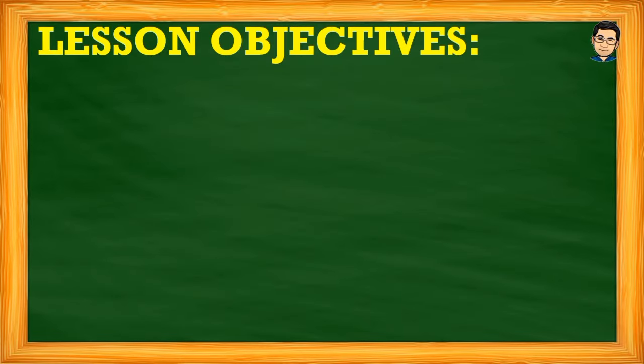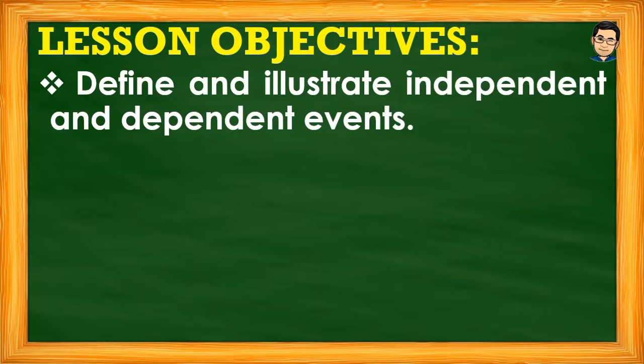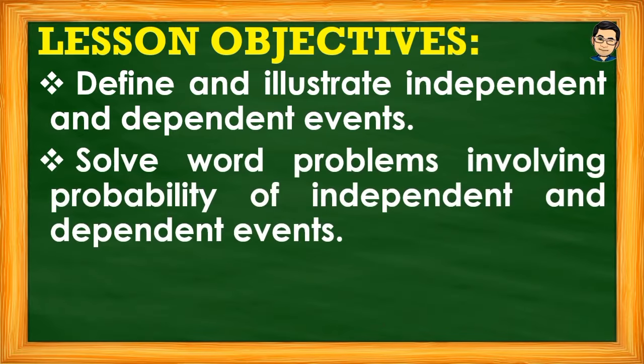So for the lesson objectives, we will define and illustrate independent and dependent events. So before we proceed to getting the probability of these events, of course, we will first define them and illustrate. And then after illustrating, so we will now be solving word problems involving probability of independent and dependent events.